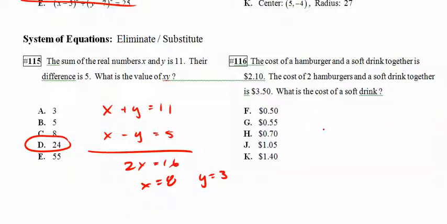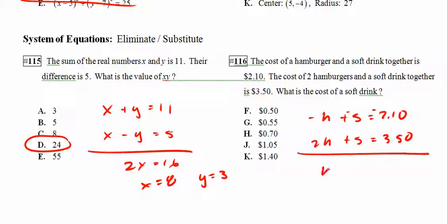Same thing over here. We'll have a hamburger. The cost of a hamburger and a soft drink is 210. 2 hamburgers plus a soft drink is 350. Slap some negatives up here so that it gives me hamburger is 350 minus 210, which is $1.40. Hamburger's 140. 210 together, so subtract out the hamburger. I get 0.7. That's the soft drink.